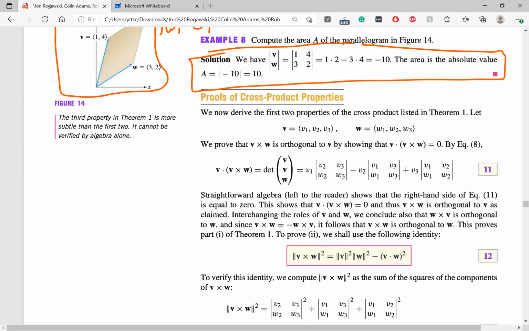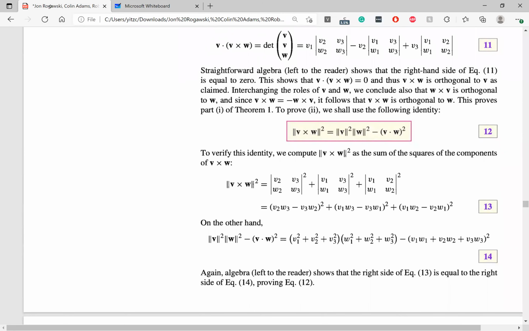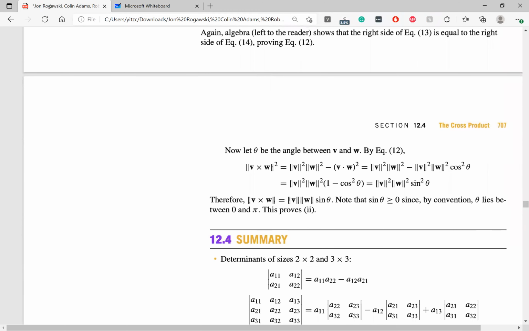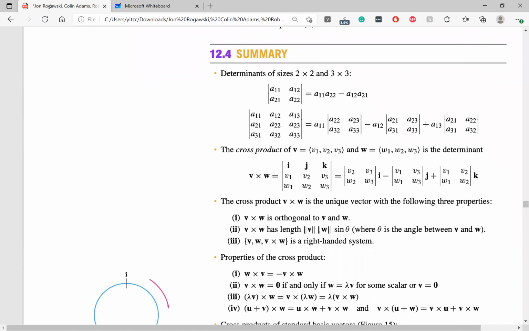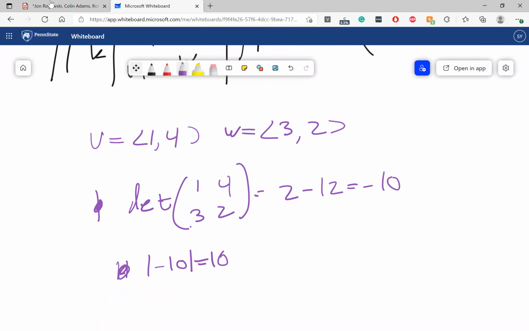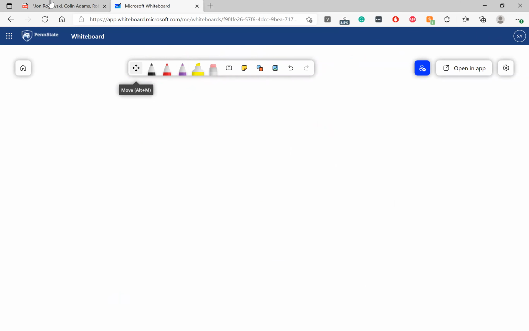So here they prove some stuff about the cross products. I'm not going to focus on proofs in this class. So we will continue with the summary. So once again, it's important to remember what the determinant of a 2x2 matrix is. It's the building block for all of this. In fact, if you ever need to take a determinant of a 4x4 matrix, you end up reducing it to the determinant of a 3x3 matrix in the same way that a 3x3 matrix is reduced to a determinant of a 2x2 matrix.